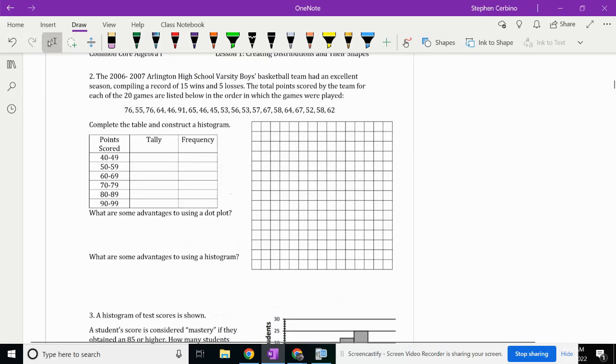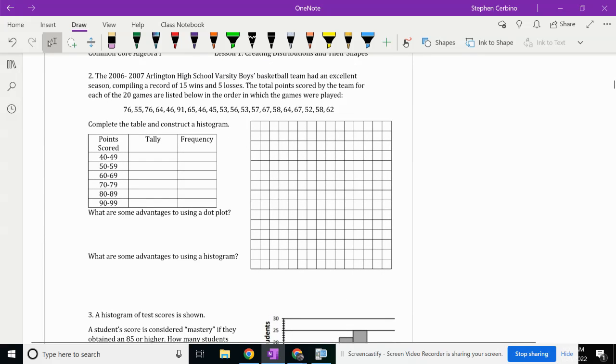Another way of organizing our data is in the form of a histogram. In 2006 and 2007, the Arlington High School varsity boys basketball team had an excellent season, compiling a record of 15 wins and 5 losses. Here are the total points scored by the team for each of the 20 games. What we want to do is organize this data in a way where we know how many of the games they scored in different ranges of scores.